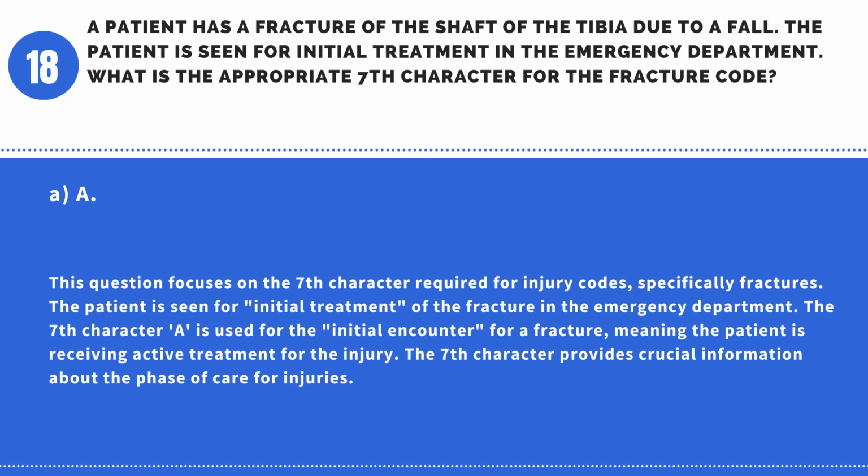Answer: A. This question focuses on the seventh character required for injury codes, specifically fractures. The patient is seen for initial treatment of the fracture in the emergency department. The seventh character A is used for the initial encounter for a fracture, meaning the patient is receiving active treatment for the injury. The seventh character provides crucial information about the phase of care for injuries.